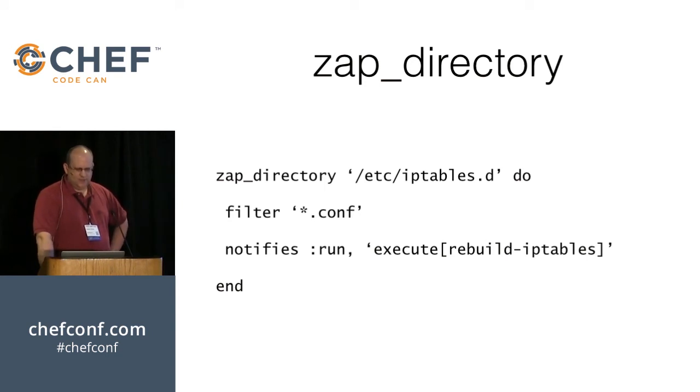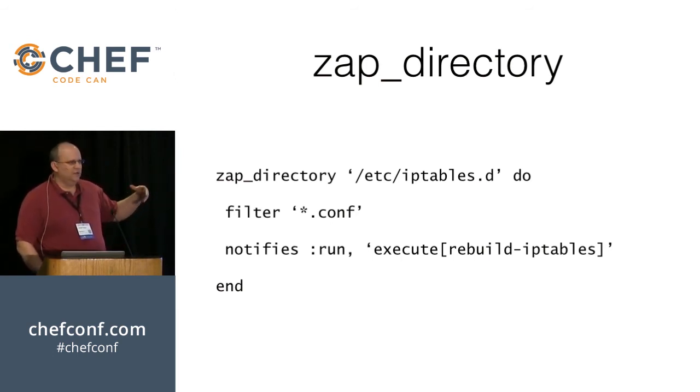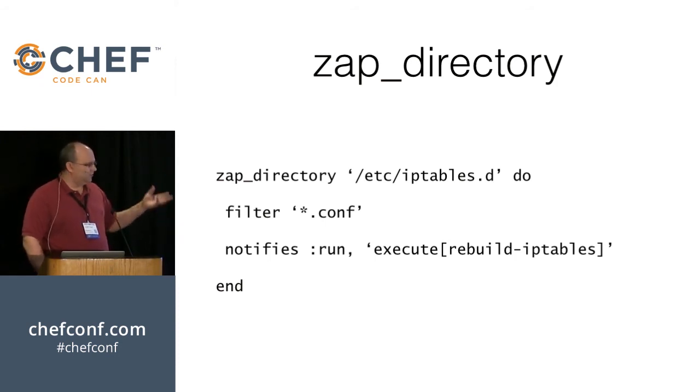Another pattern that's out there is the zap directory, which we use a lot. Since it's implemented as a heavyweight resource provider, because I can reuse code, you can do things like notifies, and there's a filter, because you may have in your etc tables.d readmes or something that have a description of things that are going on there, so you want to only remove the conf files.